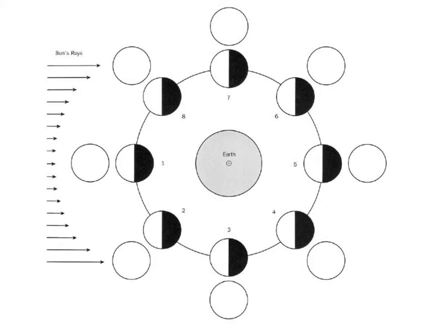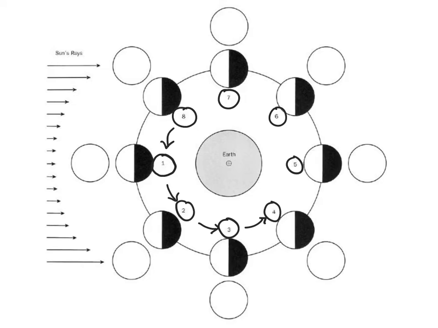So we are going to number our moons. We're going to start with position 1. Then we will go counterclockwise to position 2, to position 3, 4, 5, 6, 7, 8, and then back to our new moon.